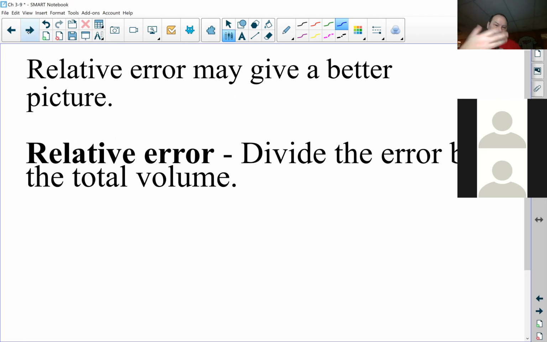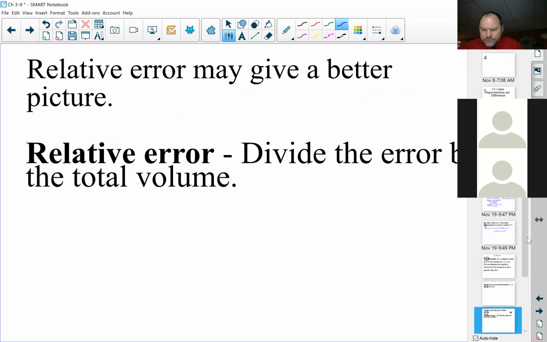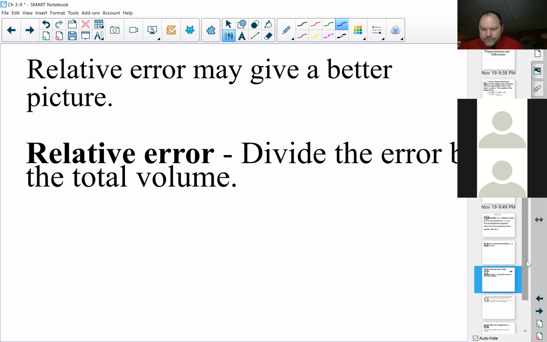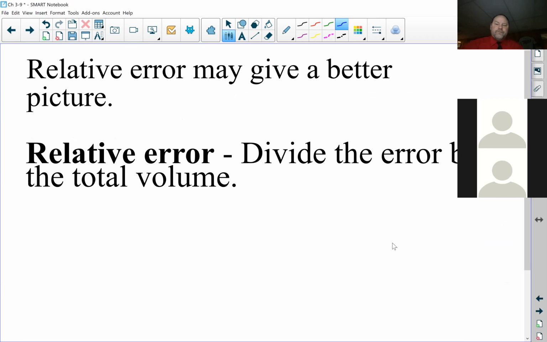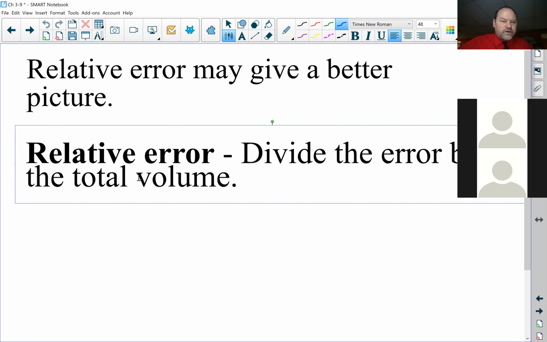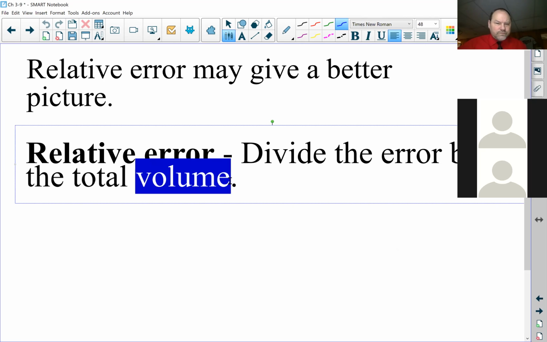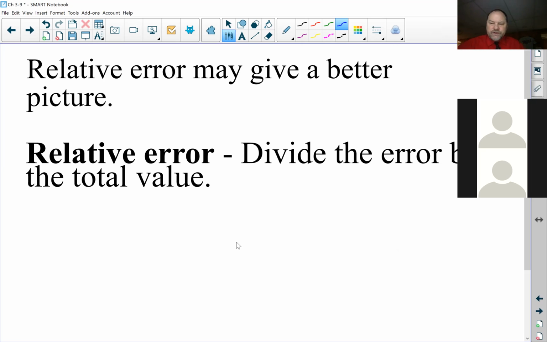All right. Sometimes relative error makes more sense. Ooh, I think I skipped a page. Let me just double check. Nope, guess not. Okay, relative error, you would take the error that you calculated and divide by the total value. The example we're going to do uses volume.